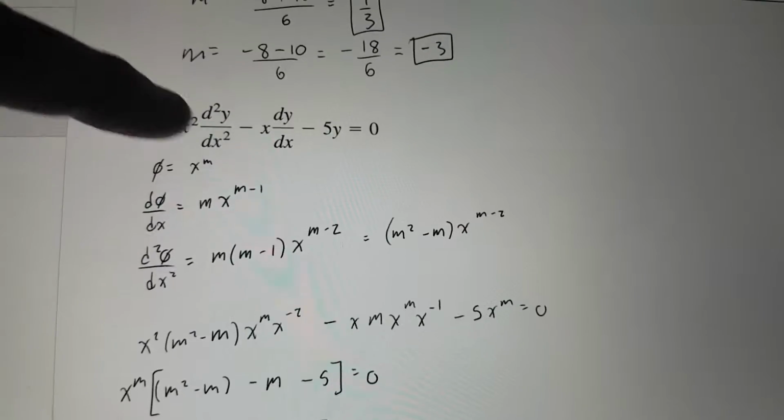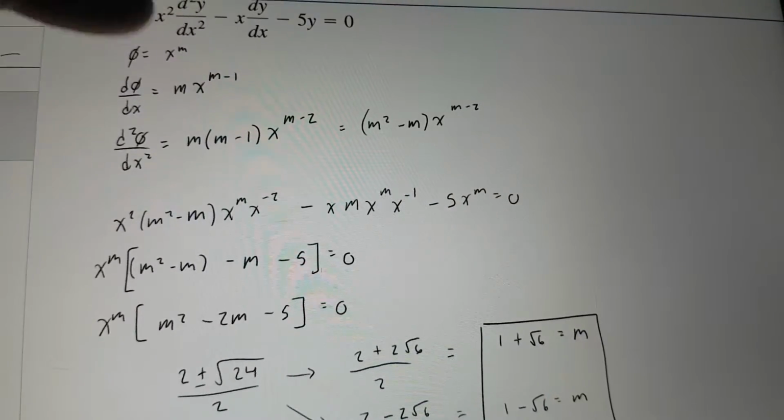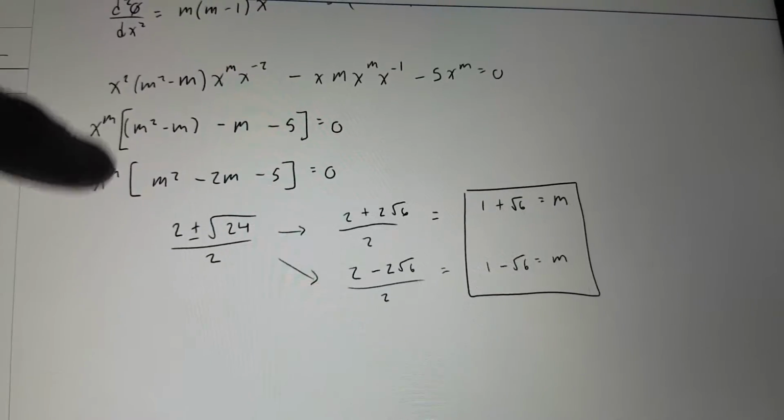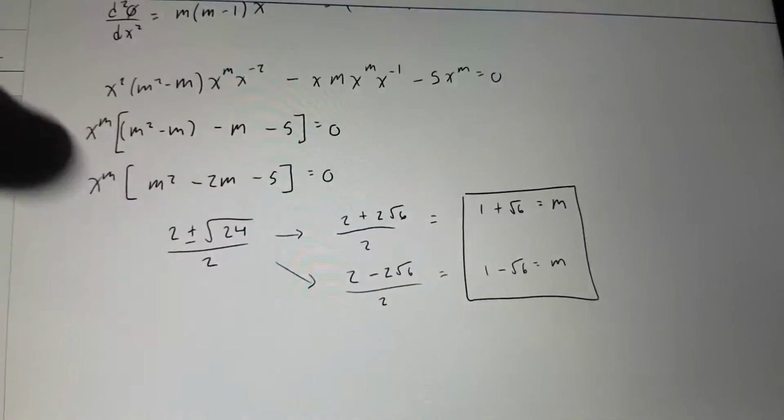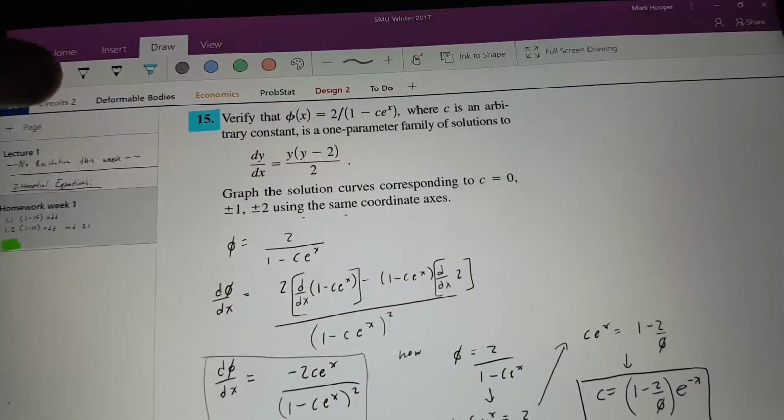And in this one, we have the same things. So we're going to plug those into our equation, and we get our quadratic and solve for the roots, and that's m there. That was it for the DE homework.